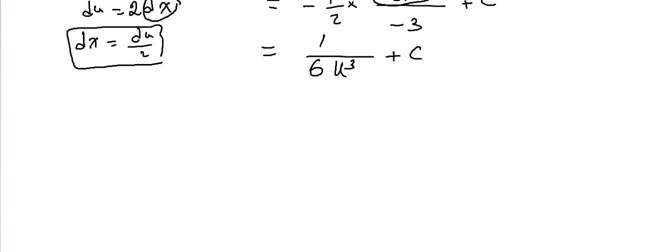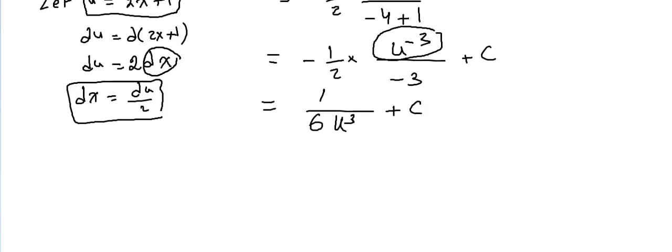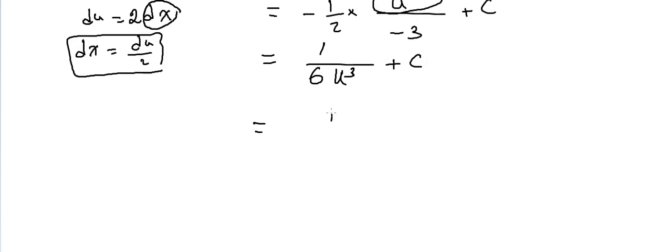And then again, I will take u equal to 2x plus 1 and substitute it here. 6 times (2x plus 1) to the power 3, plus this constant c.